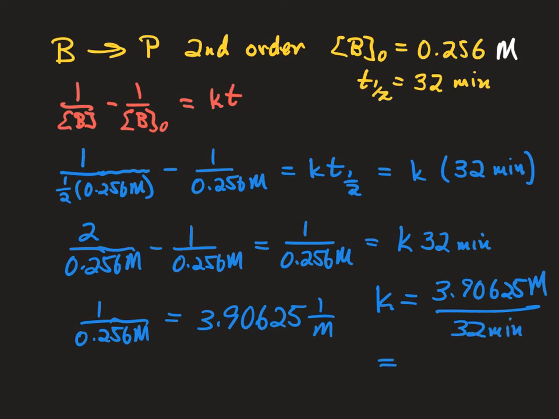And to a reasonable number of significant figures, we get 0.122. And let me make sure I have my units right. Can't screw my units up. You guys are letting me get away with stuff. That was per molar. And so then you end up with per molar per minute as the units of your rate constant. And so we're going to end up with 0.122 per molar per minute as our rate constant.